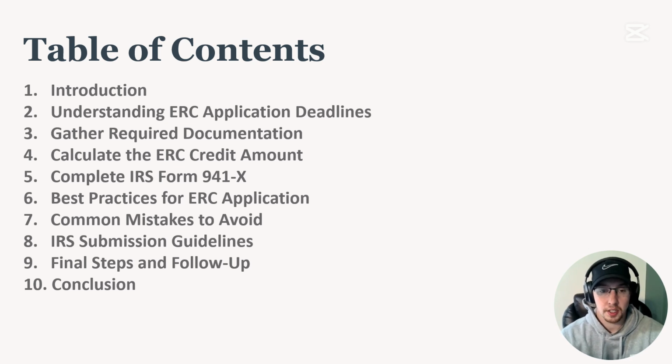Alright, in this video, we're going to go over understanding the ERC application deadlines, gathering the required documentation that you'll need to apply for the credit, how to calculate the ERC credit amount that you're entitled to, and then how to complete the IRS Form 941X. That sounds a little complicated. It's just a quarterly payroll tax return. If you've got employees, you're already filing those. The X just means it's amended for a prior period. We'll go over some of the best practices for the ERC application, common mistakes to avoid, submission guidelines, and then how to follow up with the IRS or your tax professional.